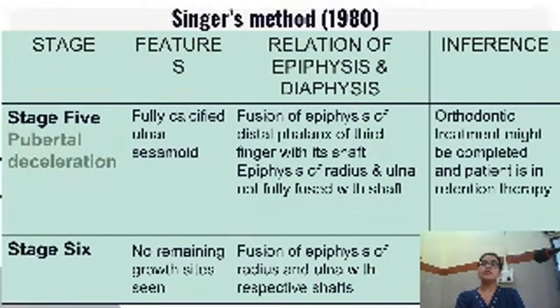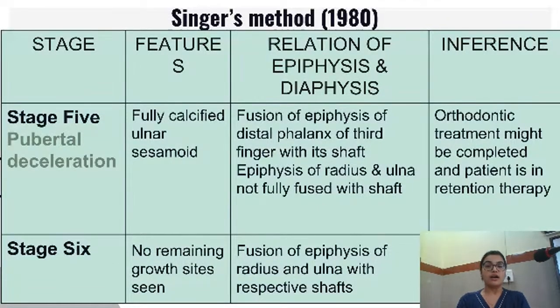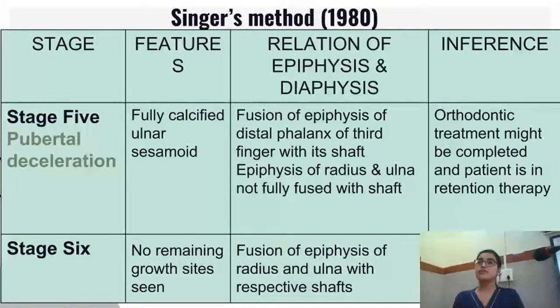Now coming to stage 5, which is a stage of pubertal deceleration. In this stage, we can see fully calcified ulnar sesamoid, and the fusion of the epiphysis of the phalanx of the third finger occurs, and the epiphyses of radius and ulna are not fully fused. Stage 6 is a stage of growth completion, where no remaining growth sites are seen, and the fusion of the epiphysis of radius and ulna with the respective shafts can be seen.